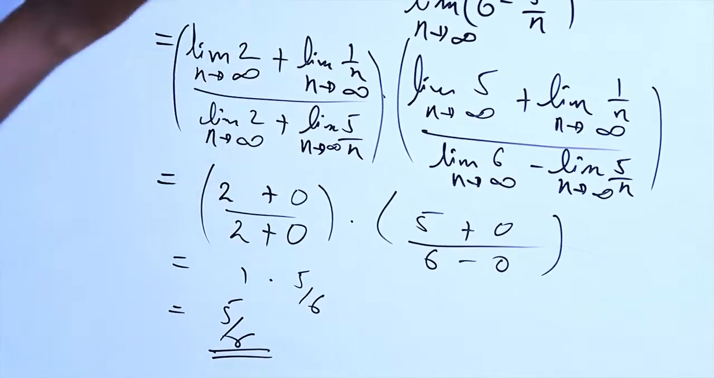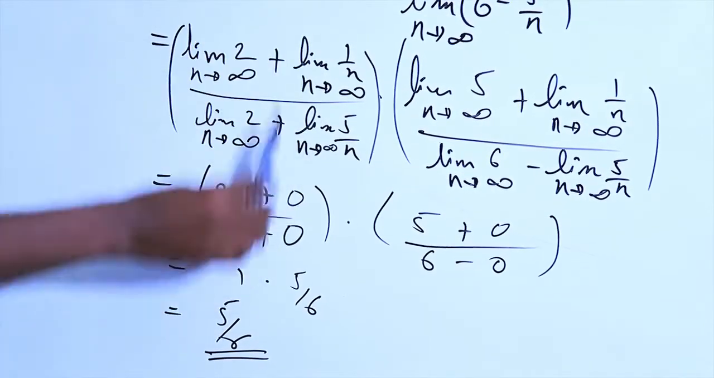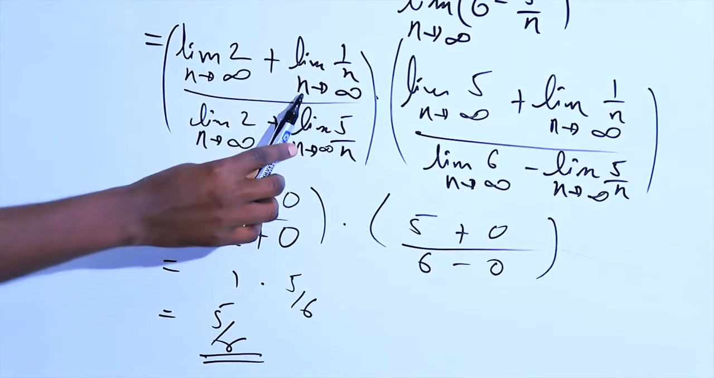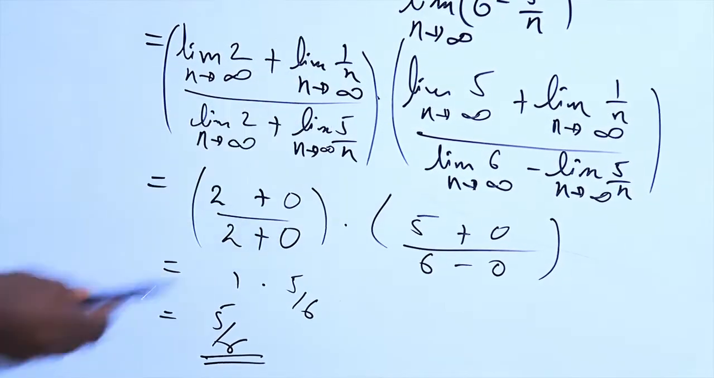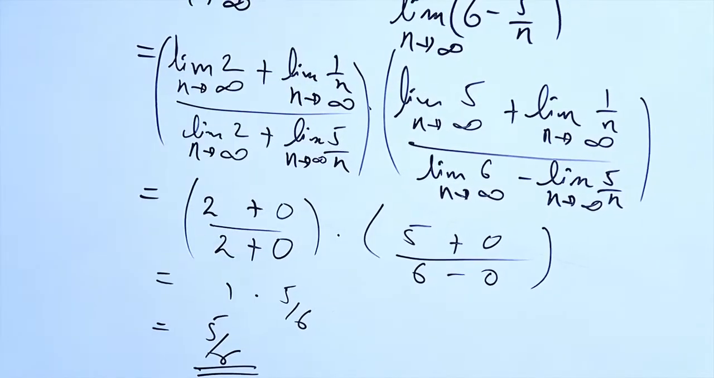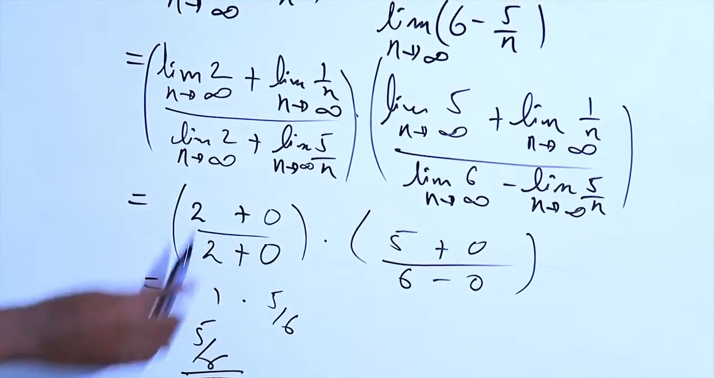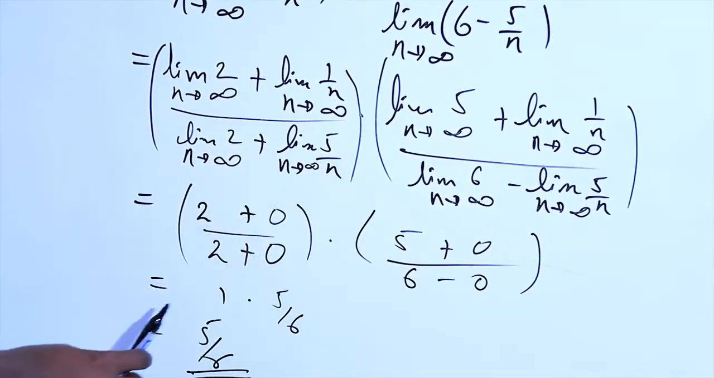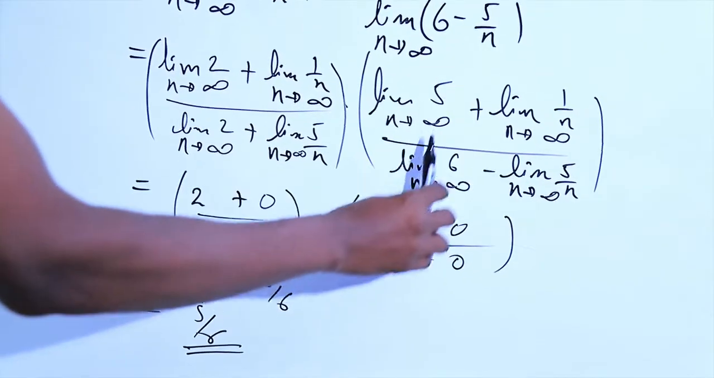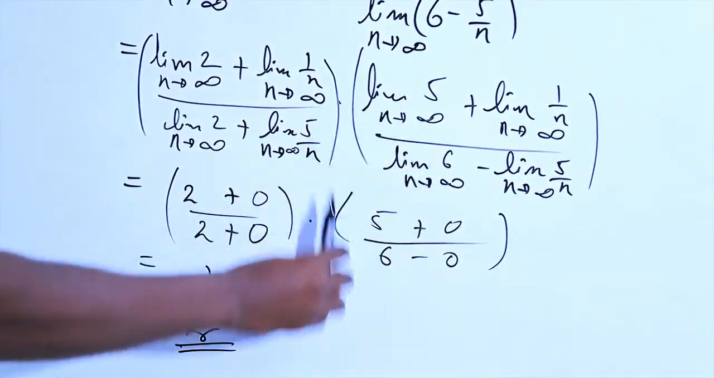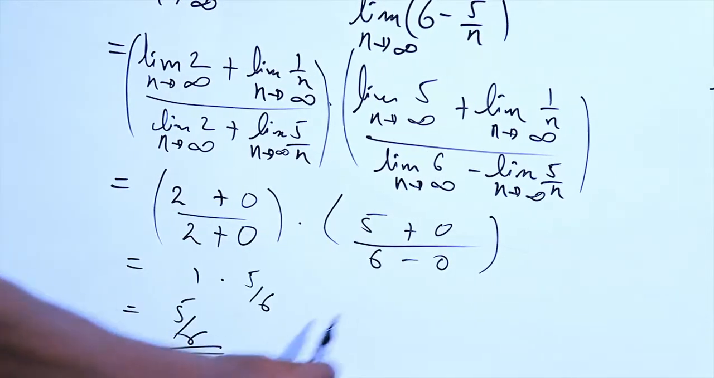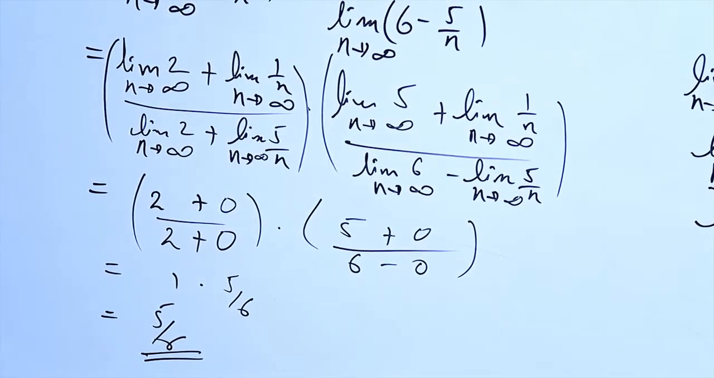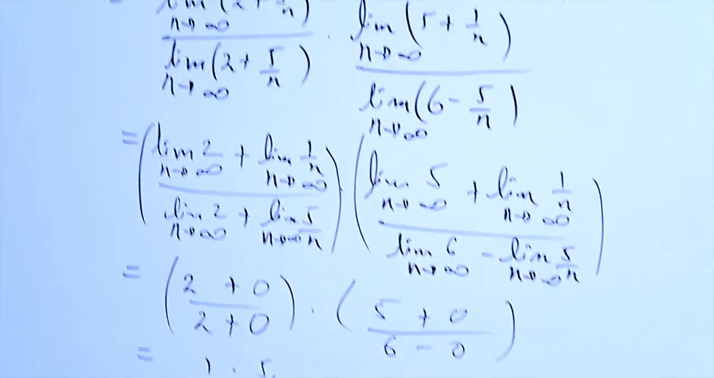2 as n tends to infinity is exactly 2. But the limit of 1 over n as n tends to infinity is equal to 0, because when the value of n becomes larger and larger, the value of 1 over n becomes closer and closer to some fixed real number, that is 0. In the same fashion, the limit of 5 over n when n tends to infinity is equal to 0. The limit of 5 as n tends to infinity is 5 and the limit of 6 as n tends to infinity is 6, so we have this, and this is 0. When we simplify, the result is equal to 5 over 6.